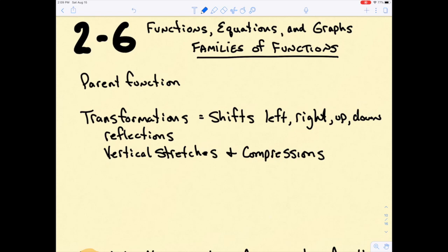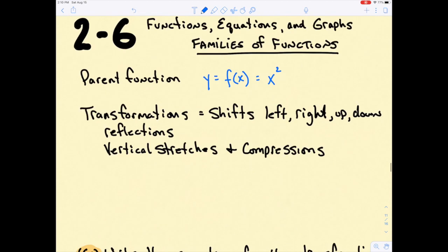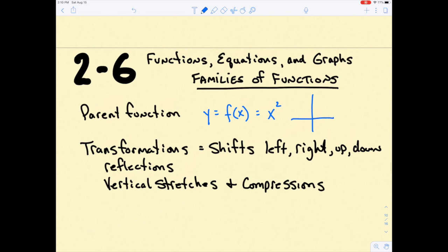SV Math Teach back again, this time with families of functions. Now, most functions will have what is called a parent function. A parent function is going to be the simplest form of a function. And whether that's written as y equals or f of x or some other version of f of x, let's imagine we had something like x squared. That would be the simplest version of this function, right? So it would be a parabola, nice and simple.